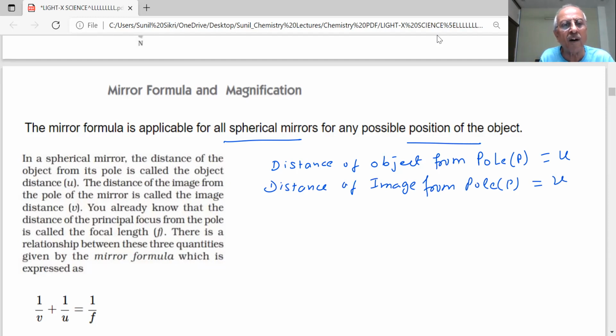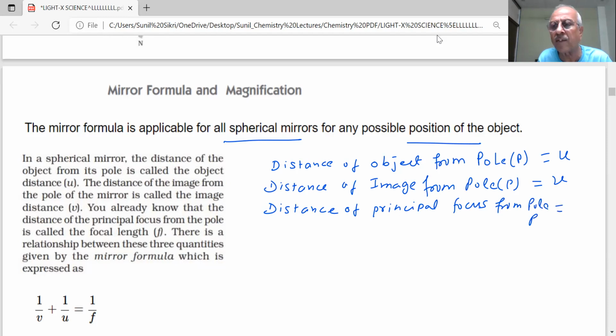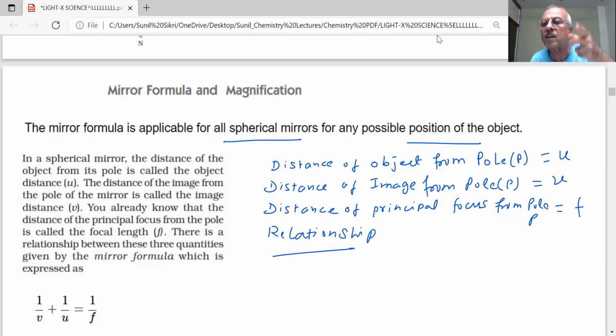And the distance of the principal focus from the pole P is written as f. And there is a relationship between these three quantities. What is the relationship, student? That is called the mirror formula. Note down the relationship between object distance, image distance and focal length. We have already drawn the ray diagrams for convex and concave mirrors in the previous lectures.